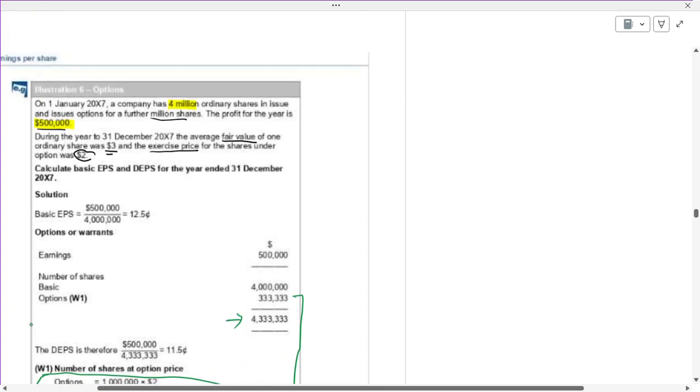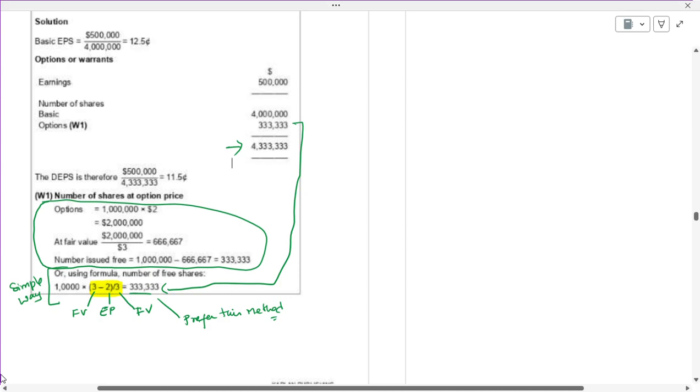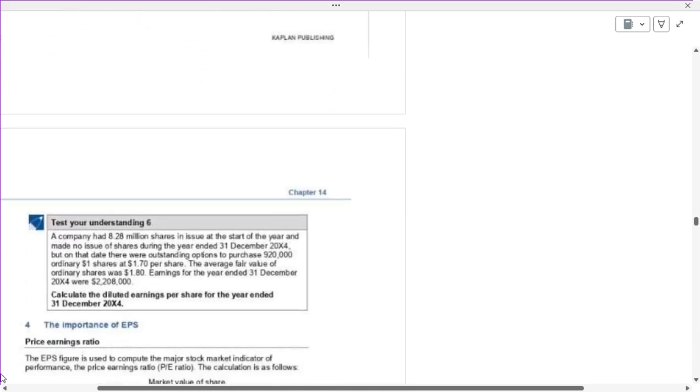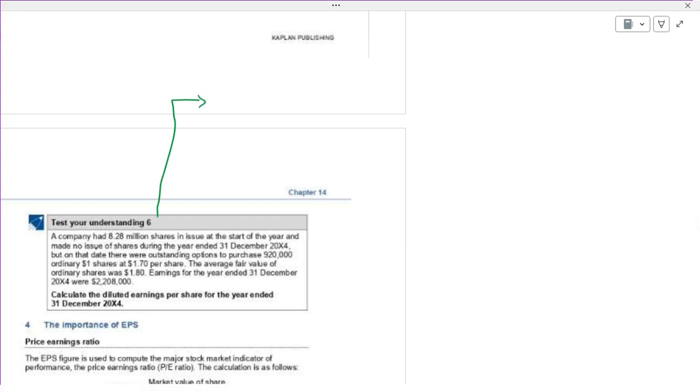Illustration 6. Is it okay how we have calculated the diluted earning per share? Yes, sir. Okay, now same thing. A company has 8.2 million shares issued at the start of the year, and no shares issued by 31st December. But on that day, they have options of how much? 920 ordinary shares, at what price? At 1.7 per share.